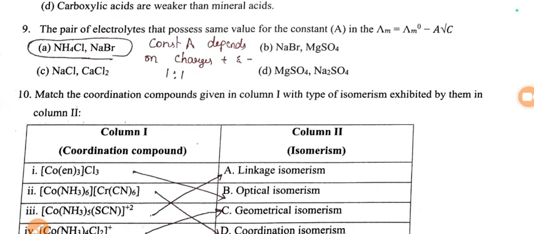Ninth question: the pair of electrolytes that possess the same value for the constant A in the Debye-Huckel-Onsager equation is? Option A, NH4Cl and NaBr, because constant A value depends on the charges, and here in both cases, ammonium chloride and sodium bromide, the ratio of cation and anion will be 1:1 itself.